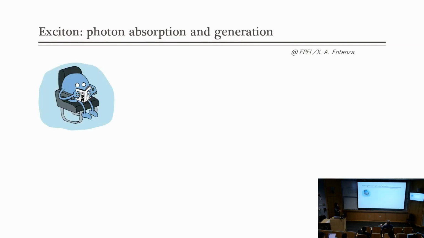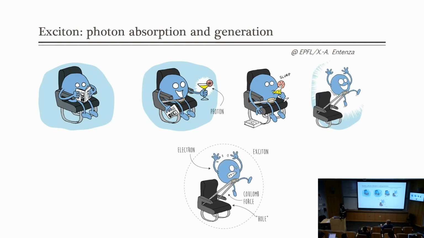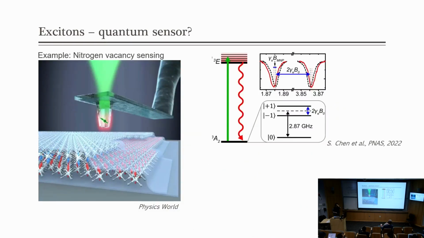Excitons are involved in photon absorption and generation in many cases. If you absorb a photon, you have extra energy, and the hole jumps out and the electron goes to the conduction band, but because of the Coulomb force, they're bound together somehow. That's how the exciton forms. The exciton in two-dimensional materials has been a large testbed of optoelectronic properties, applications, and strongly correlated physics in recent years. But can we think of excitons as a sort of local sensor of the electrical environment?